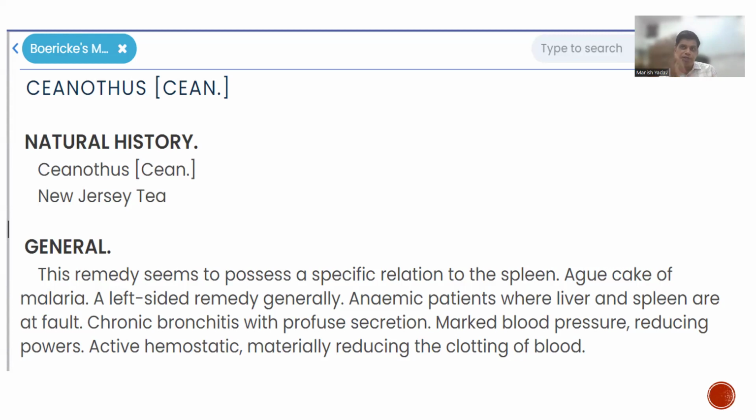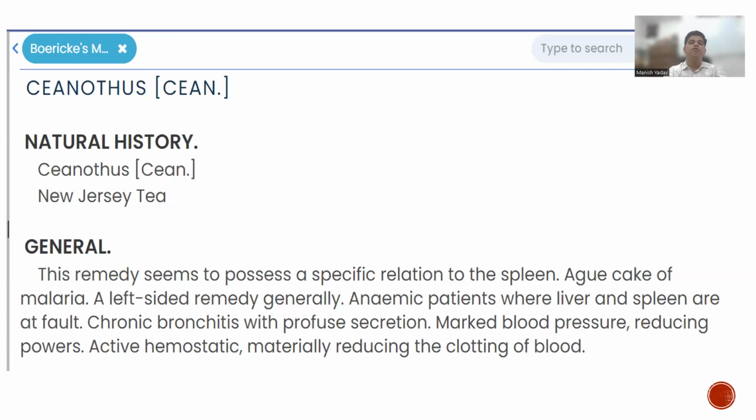So a patient comes with anemia, and the liver is affected. How can the liver be affected? Maybe in the past you'll find many times he gets jaundice, or some other liver affections are there. And you find the spleen is also at fault. There's some pain on the left side. There's some enlargement you can see.